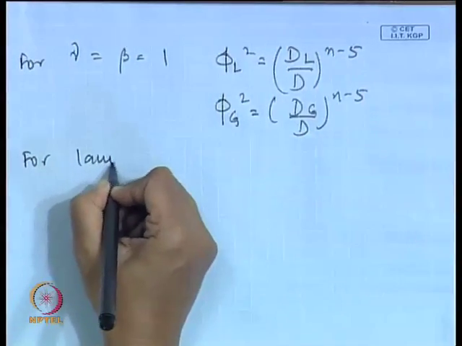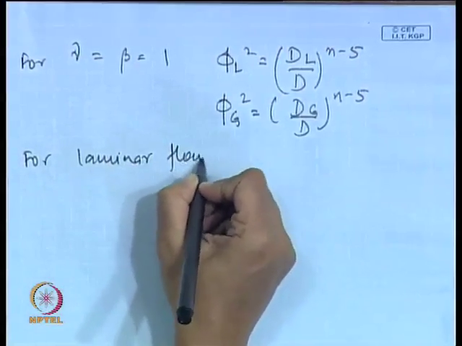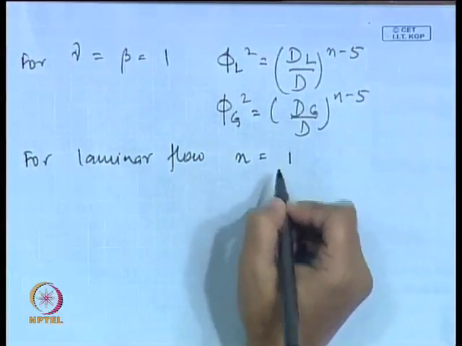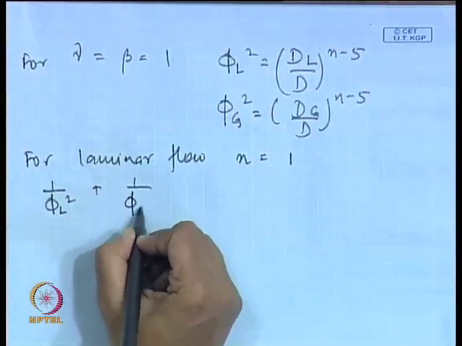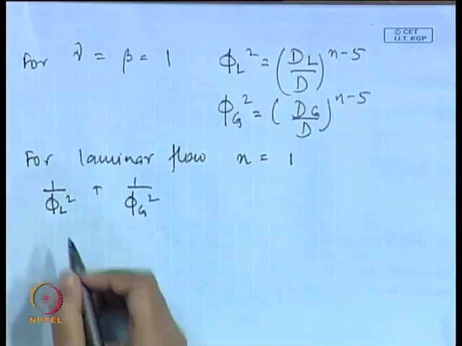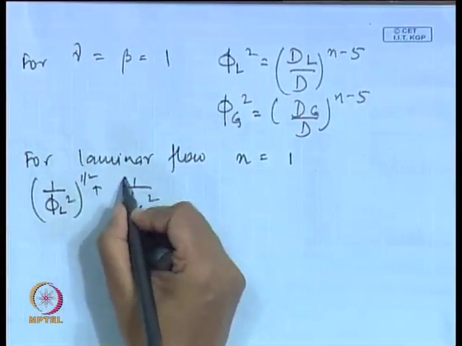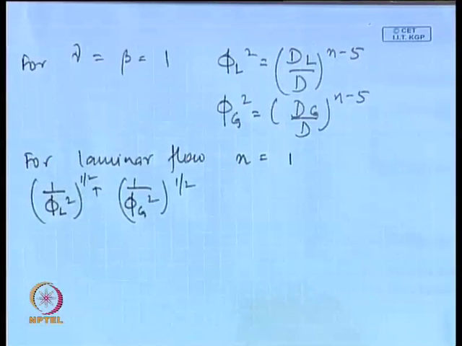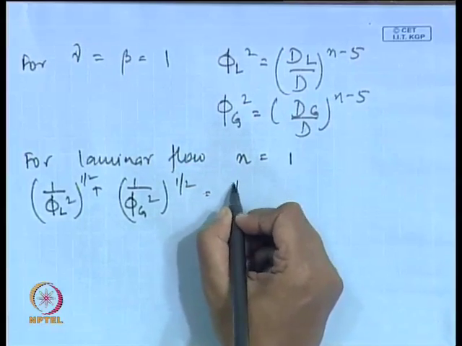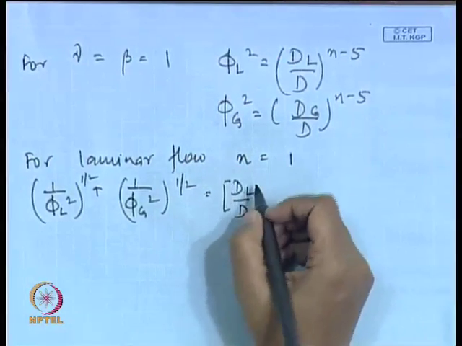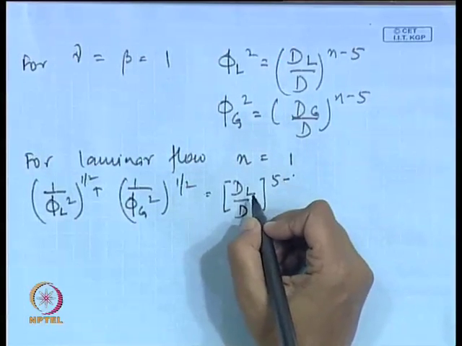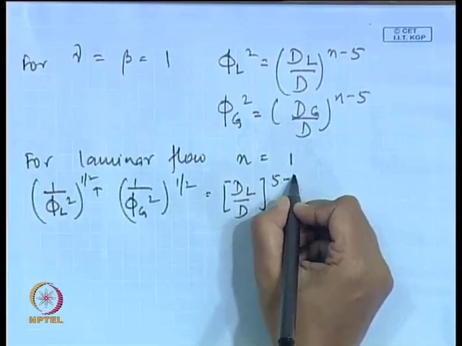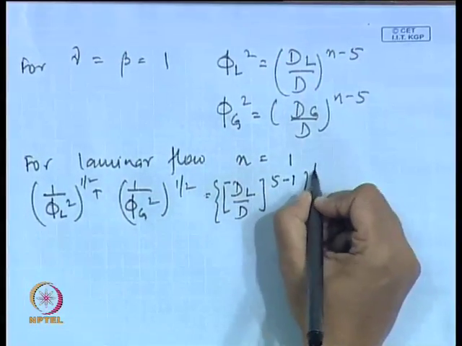For laminar flow, n equals 1. In that case, what is the relationship, or what is 1 by phi L square whole to the power half plus 1 by phi g square whole to the power half? Can you tell me what this is equal to? This is dl by d to the power 5 minus dl by d, I have made it, yeah, 5 minus 1 whole to the power half.